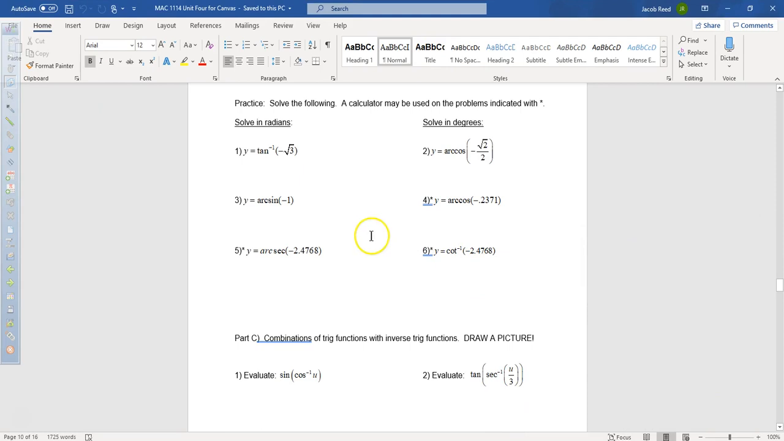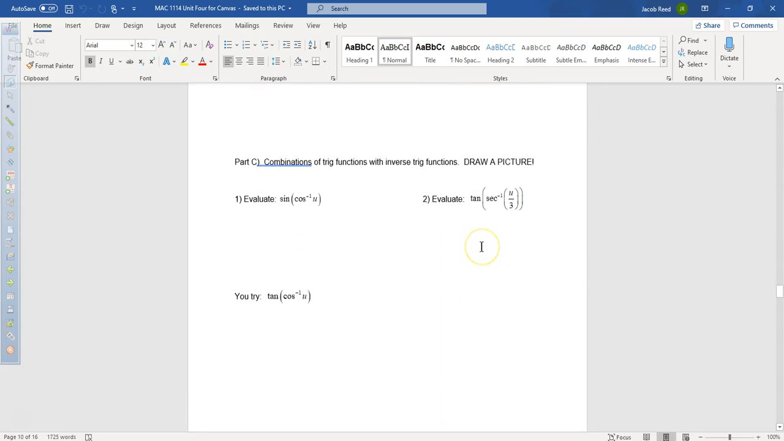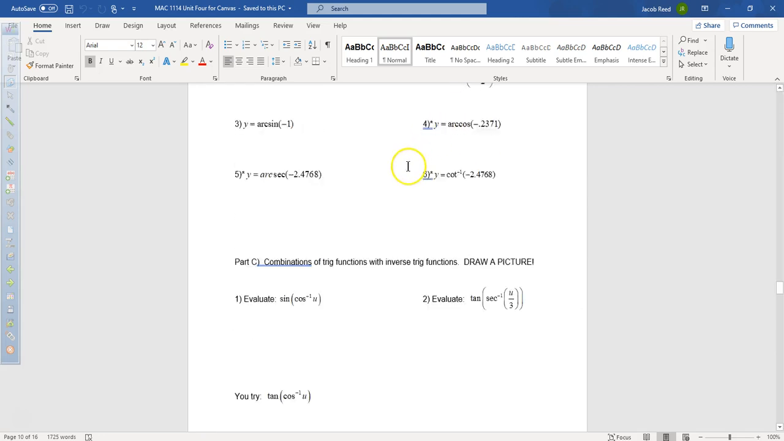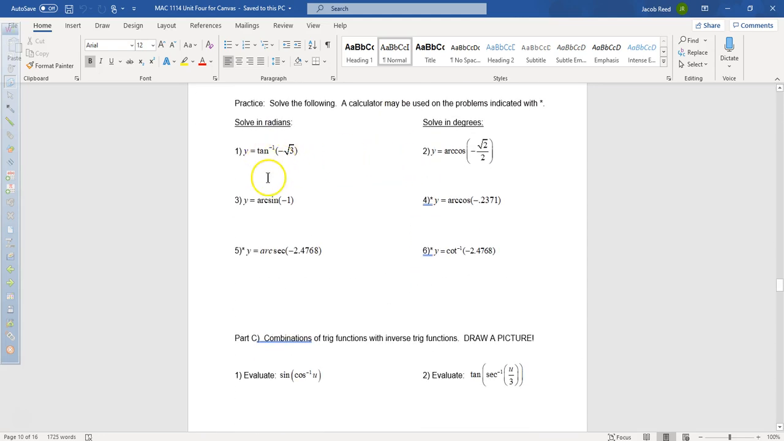All right, some practice on how to solve. Solve the following. The calculator may be used with 4, 5, and 6. And then down here, part C, we're going to draw pictures in order to help evaluate those. Okay, starting up here. Solve in terms of radians.